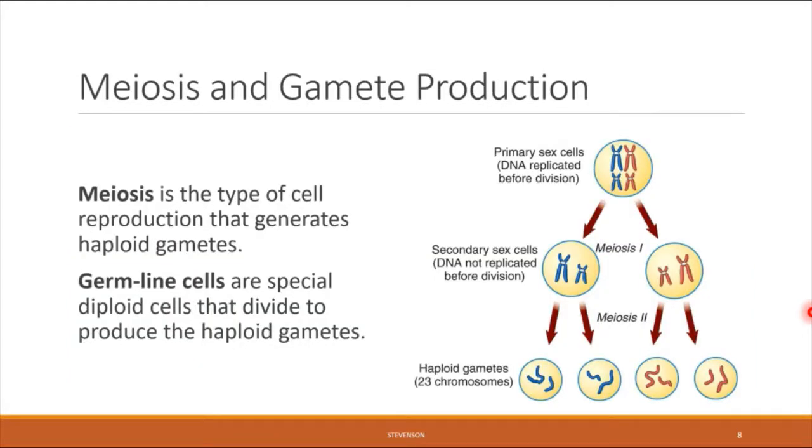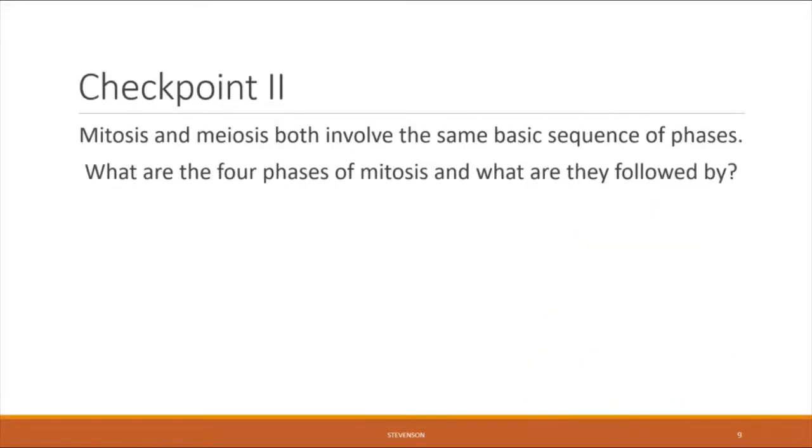So meiosis is the special type of cell reproduction that generates the haploid gametes. And the type of cells that undergo meiosis are actually a diploid cell called a germline cell or a primary sex cell. So the process starts out with a diploid cell, but then that diploid cell undergoes divisions that eventually reduce the chromosome content in half.